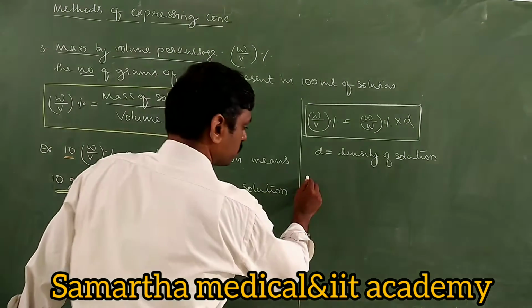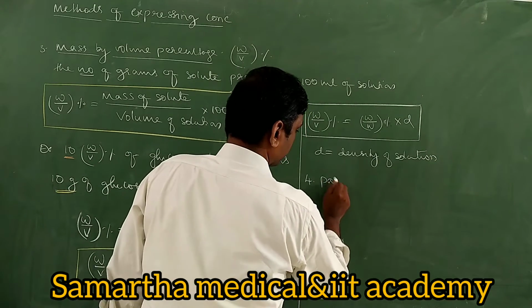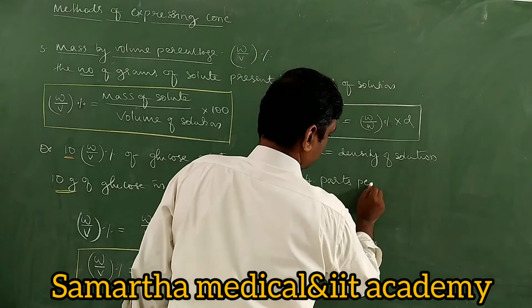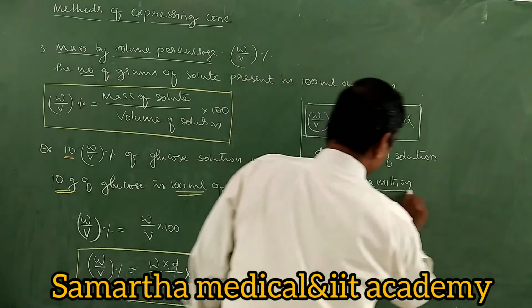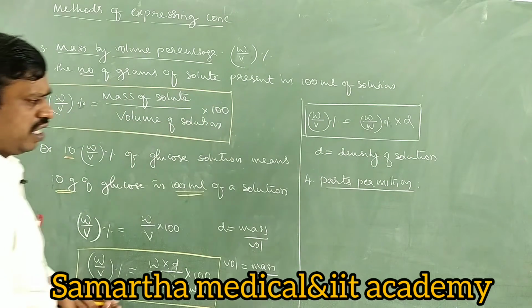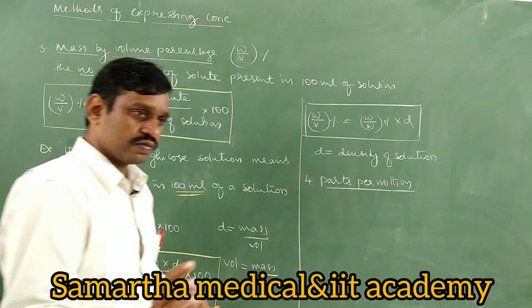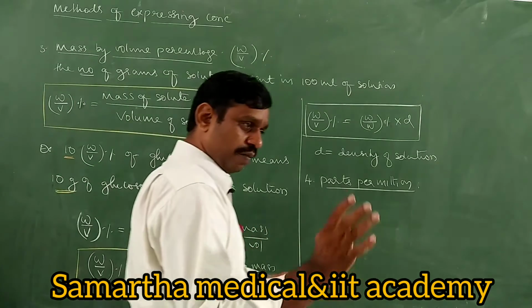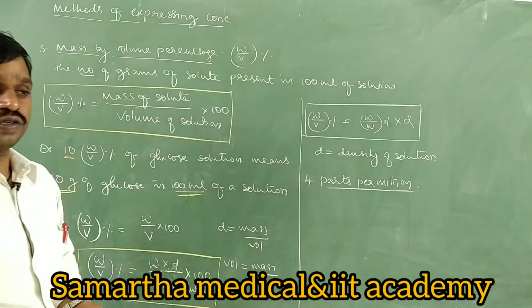Next, the fourth one, parts per million. So what is parts per million? The simple definition is the number of parts of solute present in a million parts of the solution.